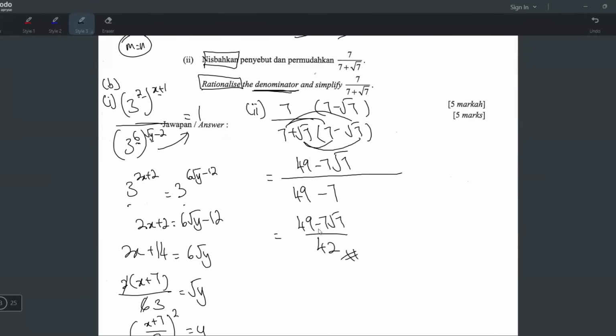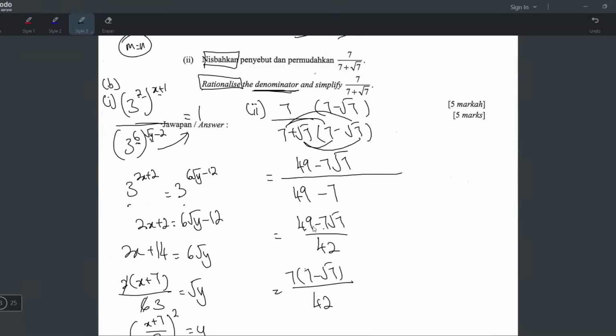Okay, I don't think you can factorize this already because 49 and 7 you cannot factorize. Well, actually you can factorize out the 7. Oh, can simplify further, guys. I just realized. I can actually factorize out the 7 like that and then cancel with the 42 later, right? So when you factorize out, it becomes 7 minus square root 7.